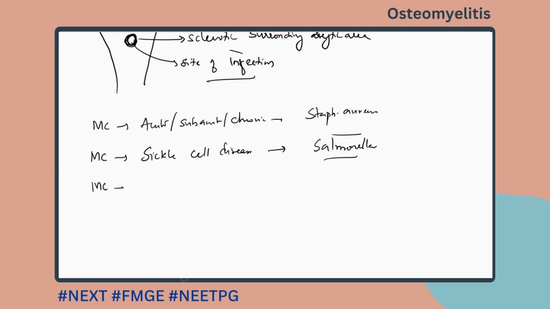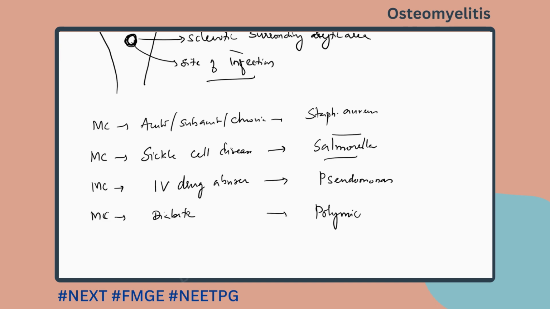Most common organism causing osteomyelitis in IV drug abusers is Pseudomonas. Most common organism causing infection in diabetic foot? It will be polymicrobial. There will be multiple organisms. There is not a single organism. It will be polymicrobial in nature.